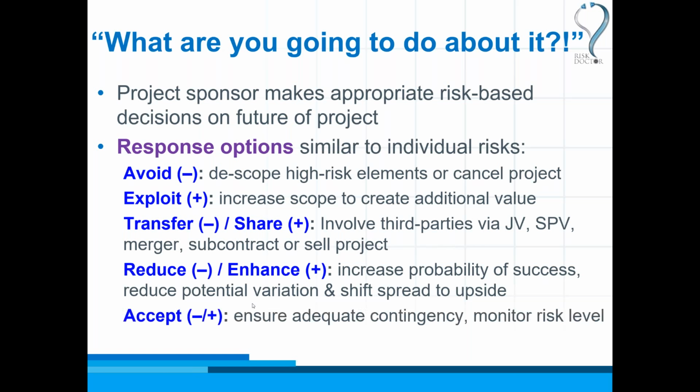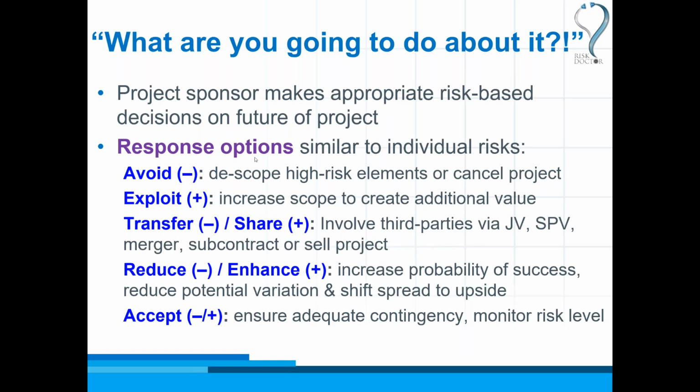And lastly, we may just have to take an acceptance strategy with contingency in the overall project, contingency in the budget, contingency in the timeline, contingency in the resource requirement. So we have a full set of response options for overall project risk, just like we do for individual risks. And these are decisions for a project sponsor to respond to the level of overall project risk, which we found from our earlier analysis.